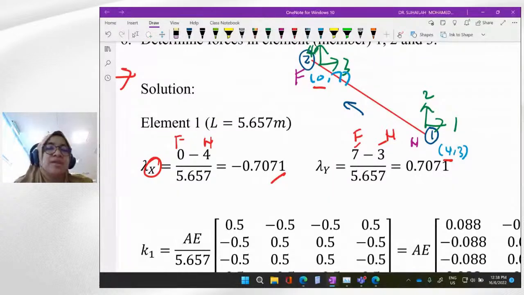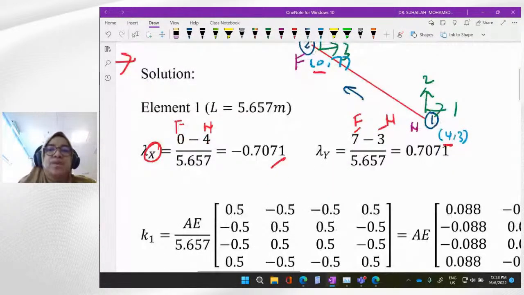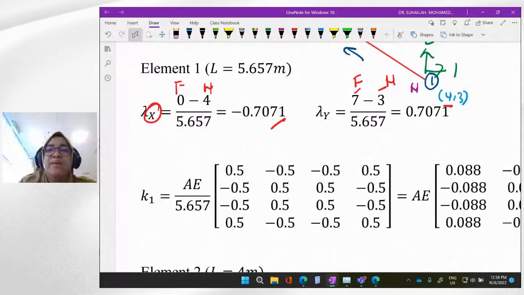From this, we just need to substitute into the formula. This is for K1. The formula is AE over L. So we substitute the lambda x and lambda y into the formula and we get this.